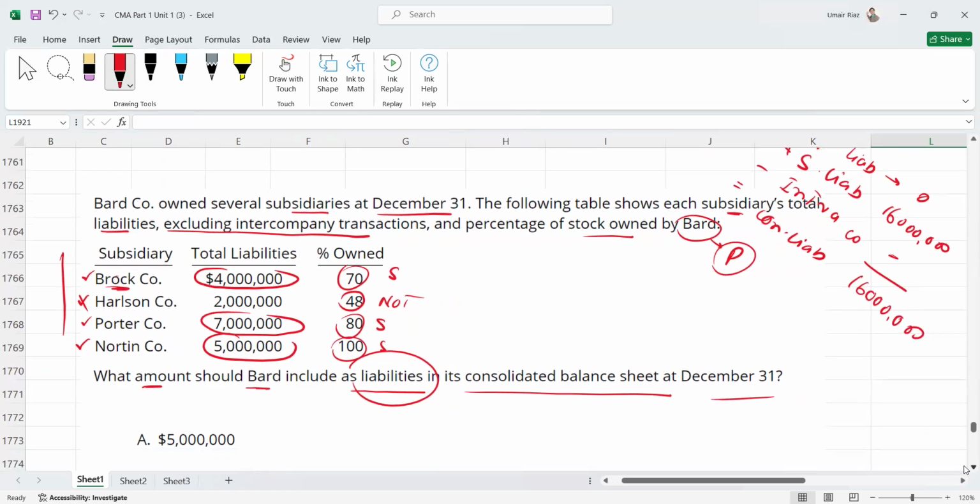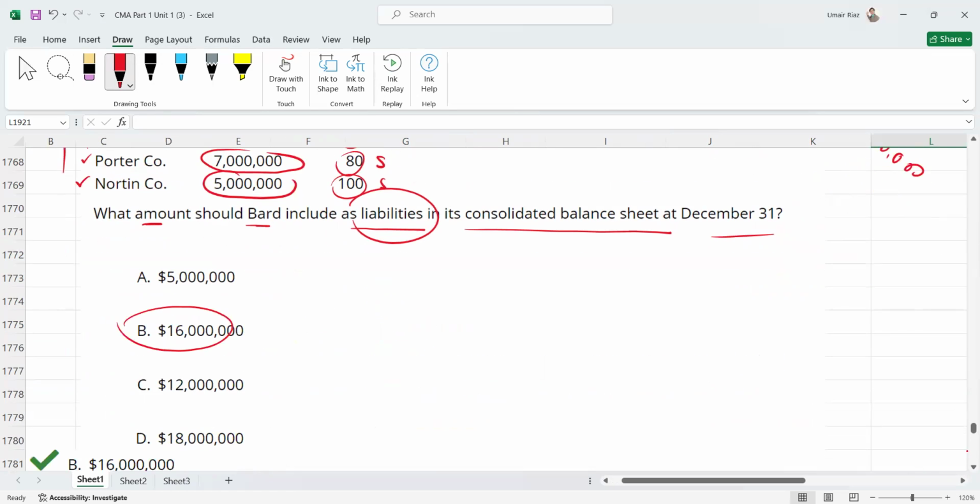So now see what's the requirement. Option B is the correct answer. Understood? Now we have a next question.